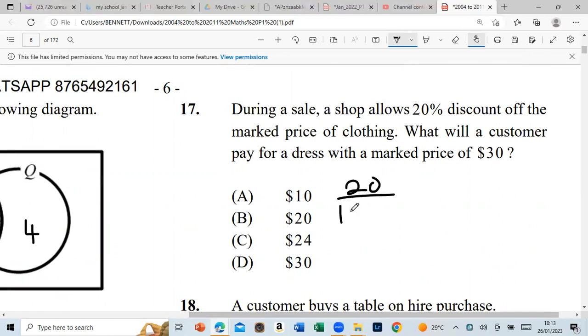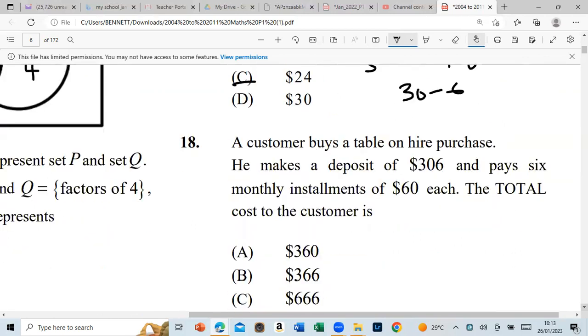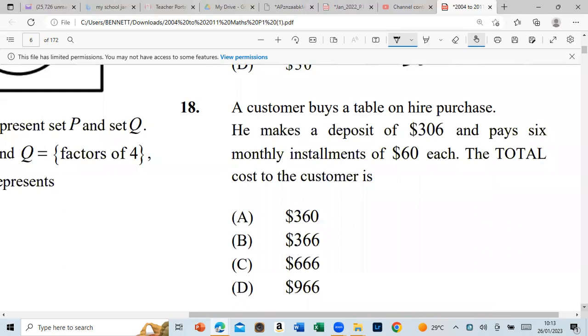Percent means out of 100. So we're just gonna find 20%, and that's 5 into this goes 6. So the discount amount is $6. So 30 minus 6 is equal to $24. And that's it, alright? What they should have done is put 36 to see if you guys understand what discount is. But I'm not aiding my students.